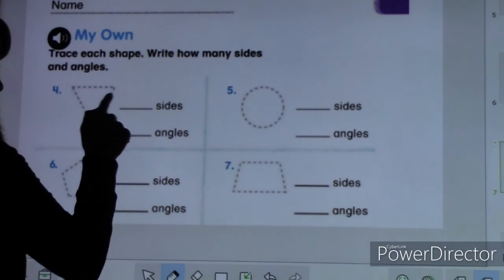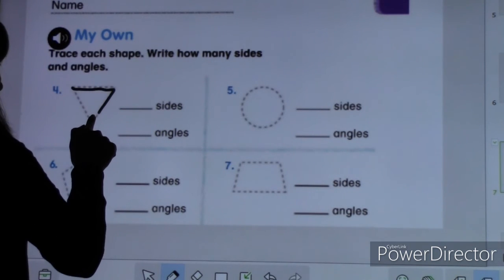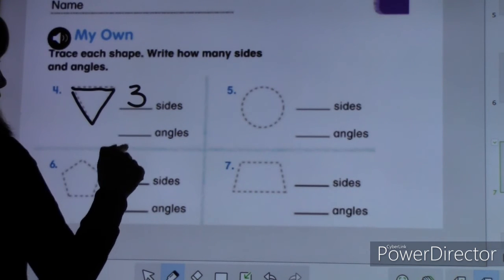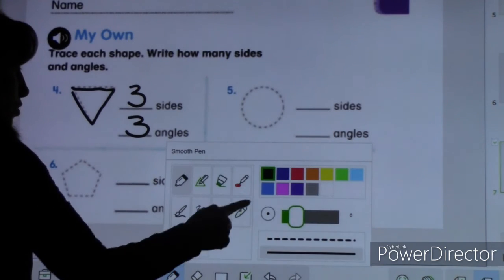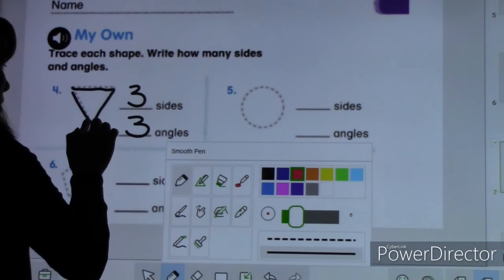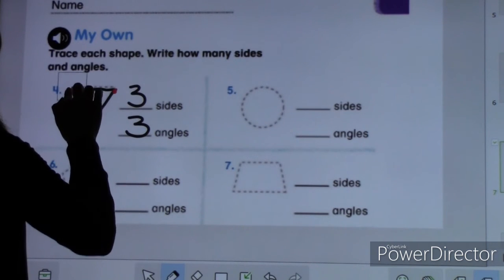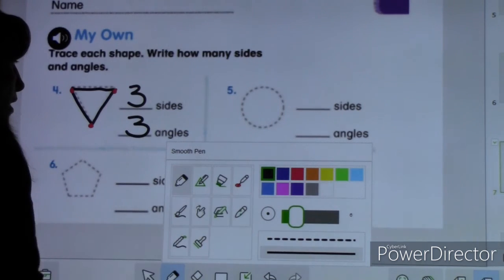All right, so here we go. We're going to trace our triangle. 1, 2, 3 sides. So I know automatically it has 3 sides and 3 angles. I'm just going to double check that for you so that you can see what I'm talking about. Here's 1, 2, 3 angles. Okay, hopefully you can see that.